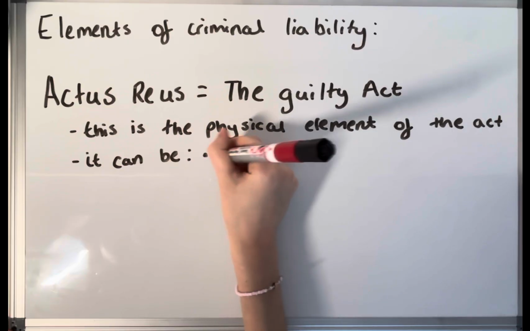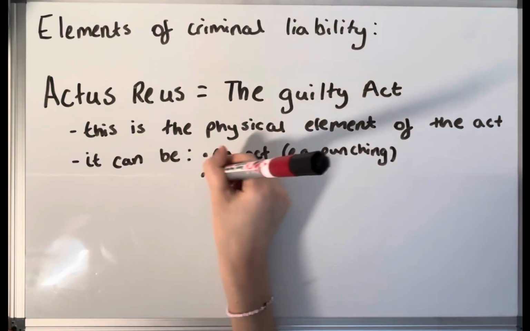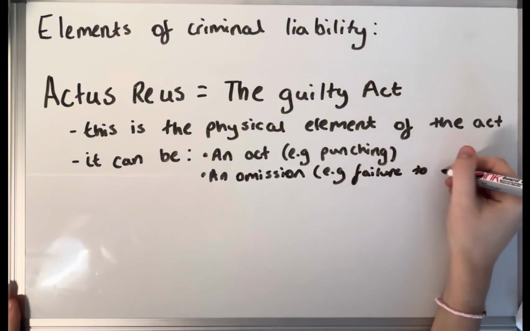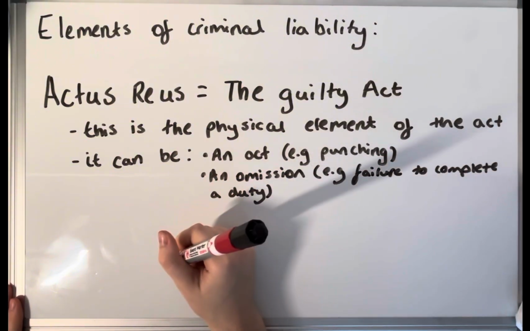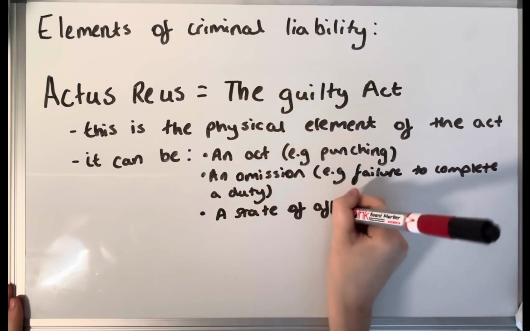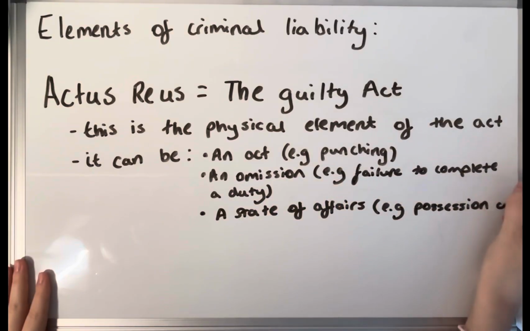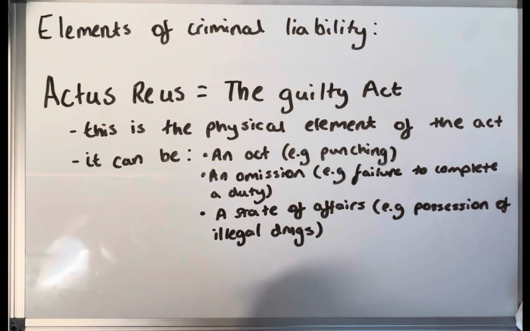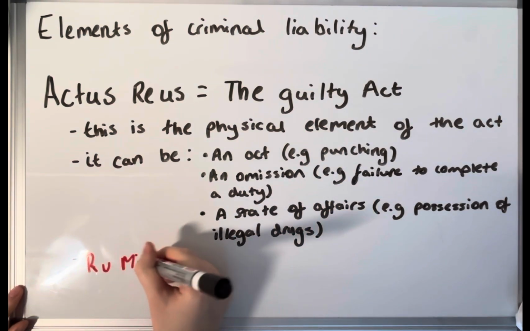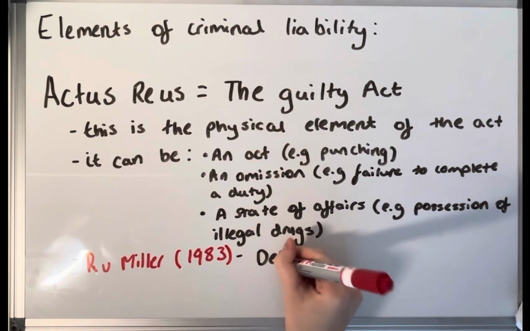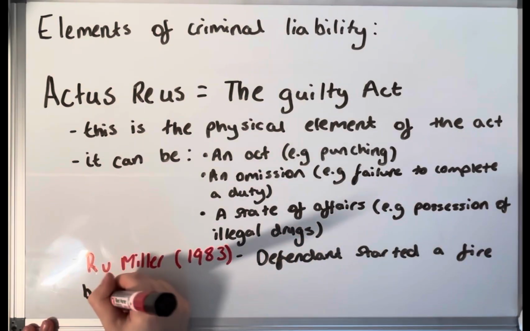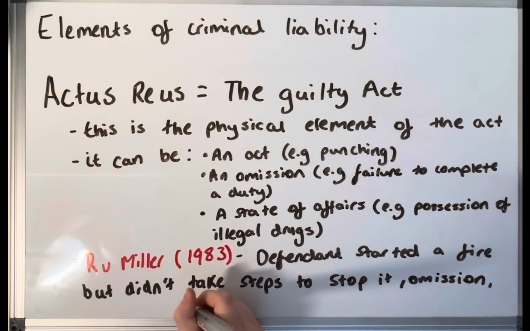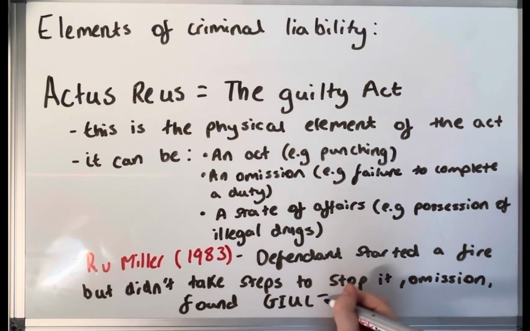Now, this can be an act, for example, punching someone, an omission, for example, failure to complete a duty, for example, when a police officer fails to complete their duty, and a state of affairs, for example, possession of illegal drugs, such as cannabis in the UK. Now, an important case for this is R v Miller 1983, where the defendant started a fire but didn't take any steps to stop it. So there was an omission and he was found guilty.